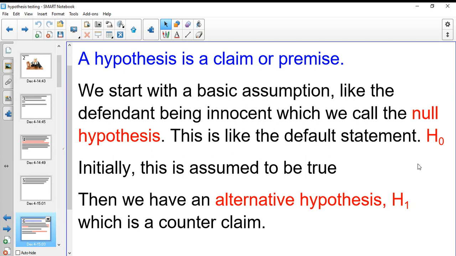Then we have the alternative hypothesis, which we call H with a little subscript 1, which would then be our counterclaim. So there's something that we're trying to prove or show.